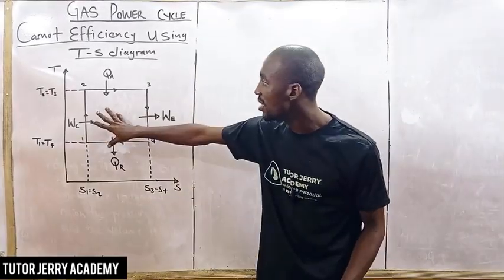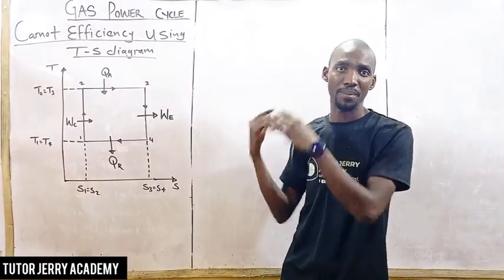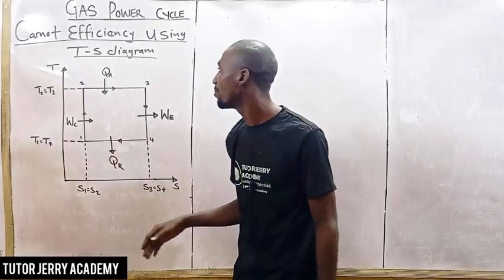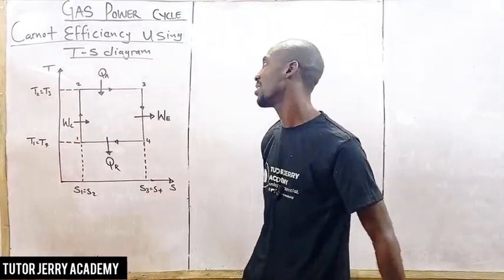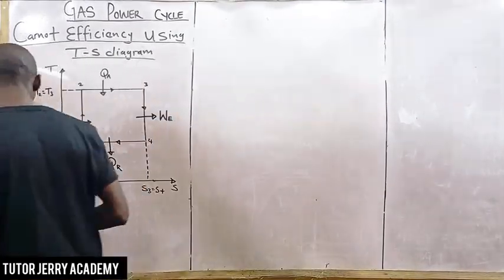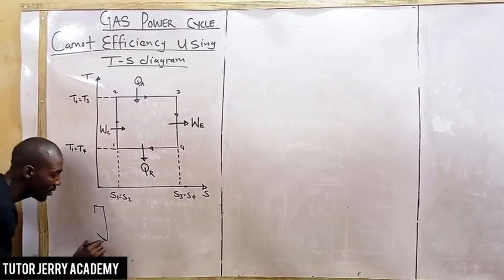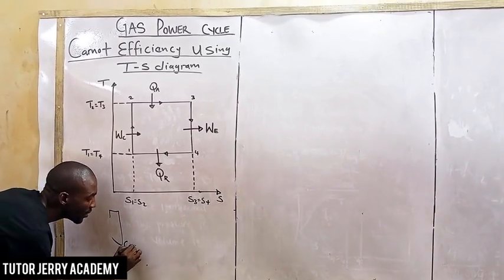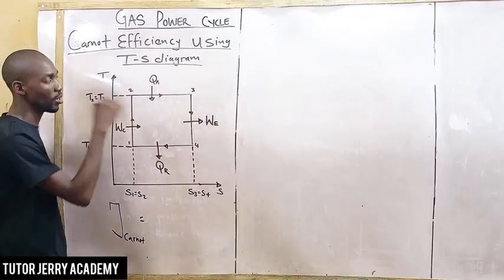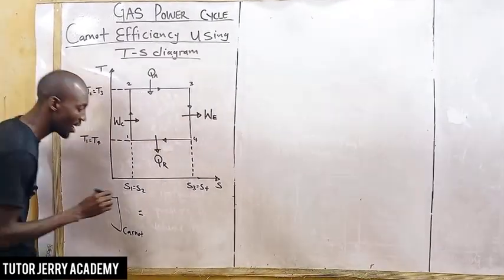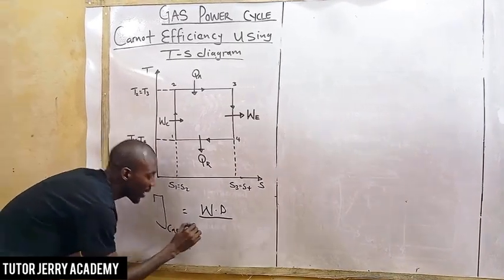Alright, so this is the TS diagram of our Carnot efficiency as we have drawn this in our previous video. Now we are going to be proving the efficiency of the Carnot cycle using this TS diagram. I've already told us that the Carnot efficiency is equal to the work done in this cycle over the heat supply.